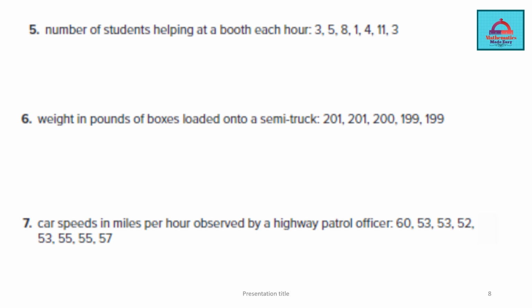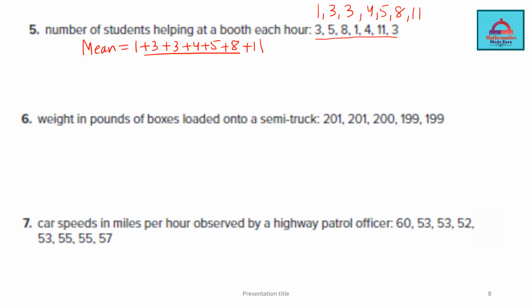Okay, so let's solve question number 5 using the same formula. We are going to use the formula for mean by adding all the numbers and then dividing by the total numbers. So let's arrange these numbers in ascending order. The smallest number is 1, then 3, then 3, then 4, then 5, then 8, then the maximum 11. So 1, 2, 3, 4, 5, 6, 7. There are 7 numbers. So for the mean, we will add all these numbers: 1 plus 3 plus 3 plus 4 plus 5 plus 8 plus 11, and we are going to divide it with 7.